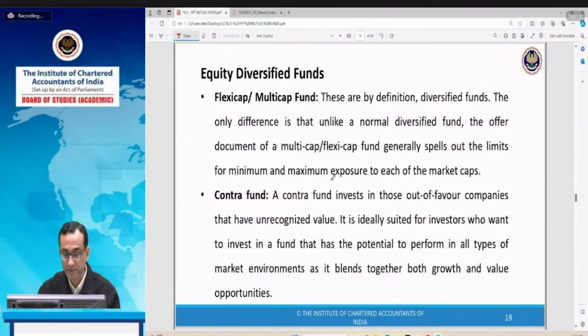Now come to contra fund. So contra fund basically invests, just read the slide carefully. A contra fund invests in out of favor companies that have unrecognized value. Out of favor companies means those companies which are not favorites of the investors. The basic motive behind contra fund investment is to pick those companies which are not doing very well at present, but which have the potential to do well in future.